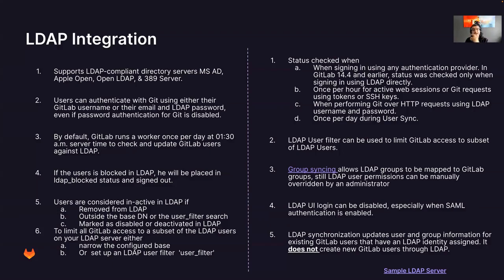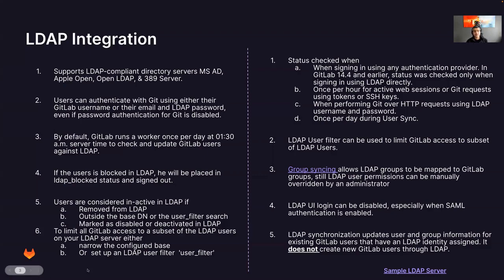Or maybe you want to have that base domain DN along with the user filter property to filter for certain users with certain attributes from your LDAP to be able to log into the GitLab server. So if he is outside that DN or user search filter, if he is removed from LDAP, or if he is marked as a disabled or deactivated user in the LDAP directory, especially when the LDAP is already integrated with an HR system in the background, which will update the user status in the LDAP, then once the user is synced, that user profile will be deactivated and blocked in the GitLab server.